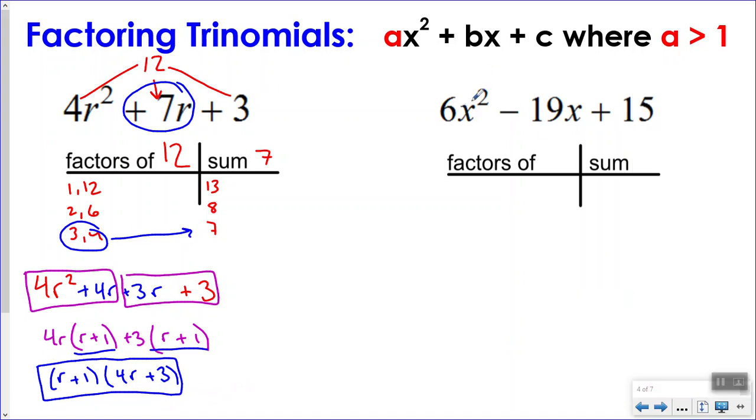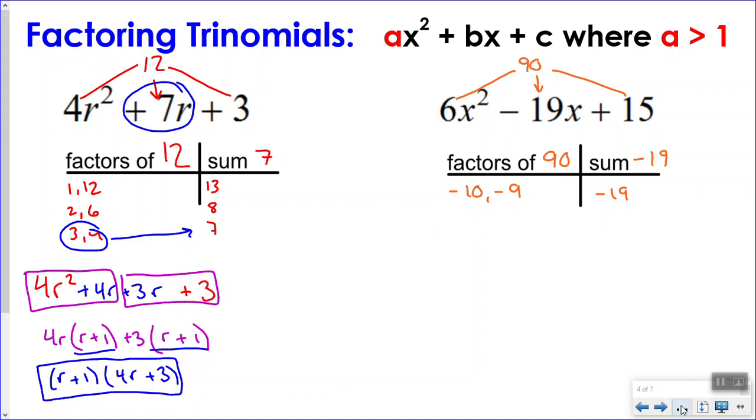So again, we start by looking at our lead coefficient times our constant. We multiply those together. So we do 6 times positive 15, we get 90. And we need factors of 90 that add up to negative 19. Since our sum is negative but our product is positive, we know that both our factors have to be negative. So we're dealing with negative 10 and negative 9.